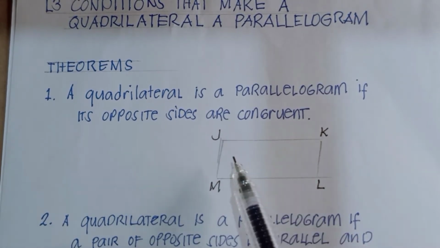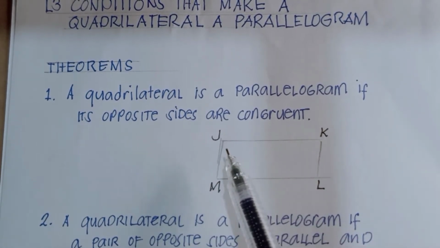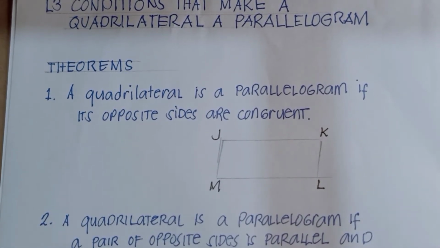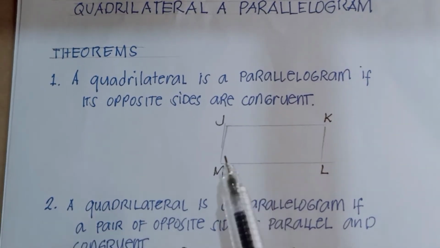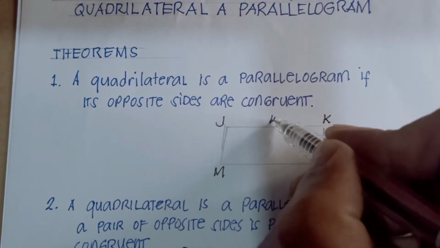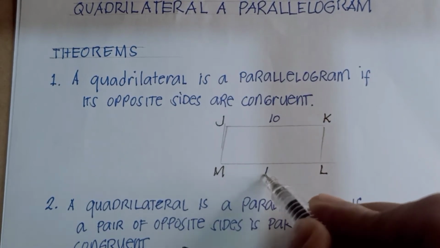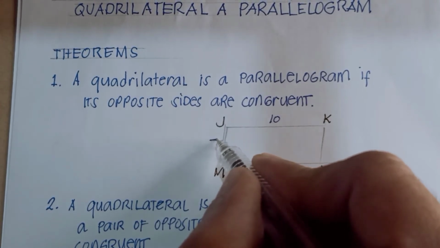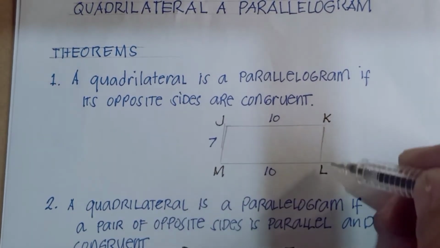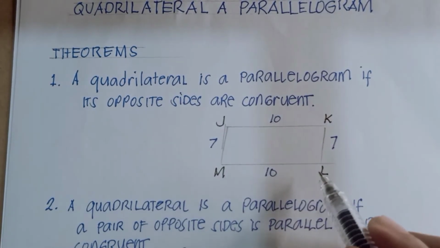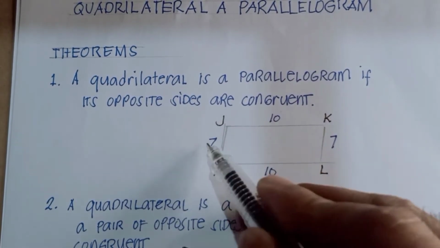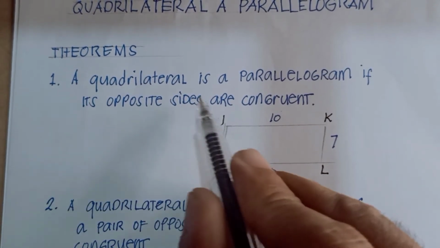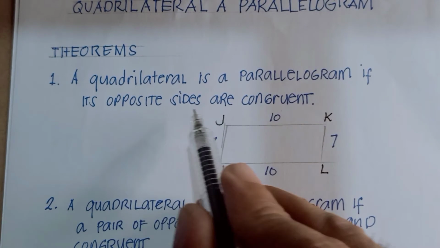Okay, kunyari meron tayo ditong quadrilateral JKLM. Okay, so hindi pa natin alam kung parallelogram yan or not. Okay, so kung ang JK daw ay 10 at yung ML ay 10, meaning they are opposite sides and they are congruent, and then this one is 7, yung JM is 7, and yung KL is also 7. So, ibig sabihin, opposite sides are congruent na nasasatisfy niya yung theorem number 1. So, ang quadrilateral is a parallelogram if its opposite sides are congruent.